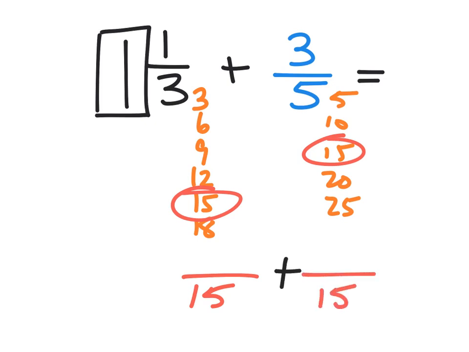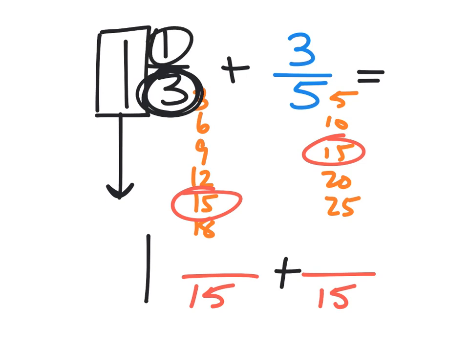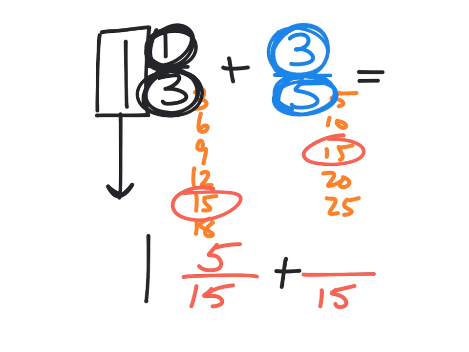We bring down our 1, because we don't want to forget about it. And now we look at our denominator of 3. How did 3 become 15? Well, we multiplied by 5. So we'll do the same thing to the 1, our numerator. 1 times 5 is 5. When we move to our fraction, how did 5 become 15? Well, we multiplied by 3. 5 times 3 is 15. So we'll do the same thing to the numerator. 3 times 3 is 9.